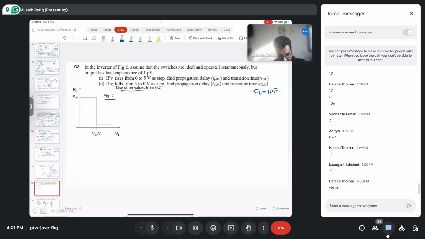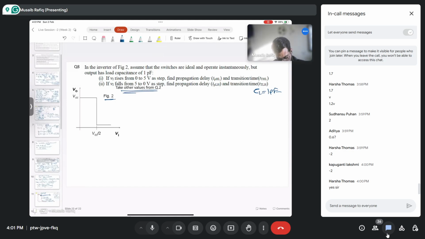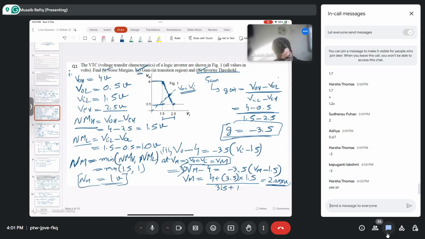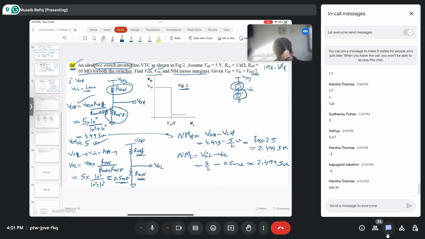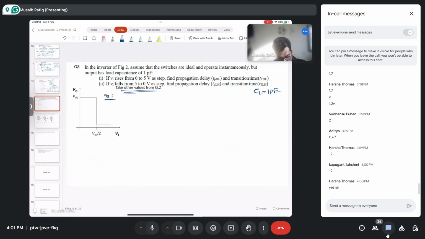So the values we have to take from the starting question 2. I only need two values from there, that is R on and R off. So that was 10k and 1k... Sorry, 1k and 10M. So R on was 1k and R off was 10 mega. Now I have my first condition where my input goes abruptly from 0 to 5 volts. This is Vi.